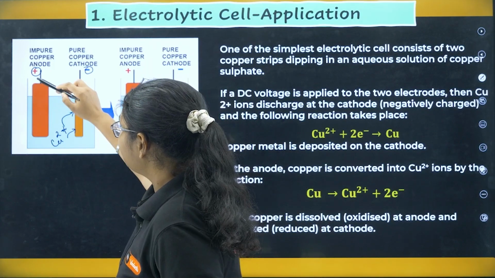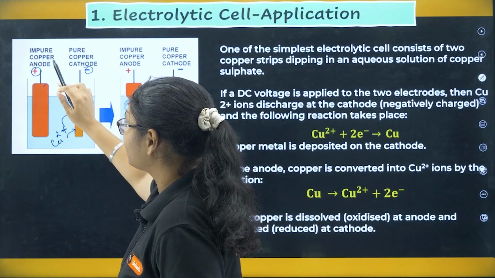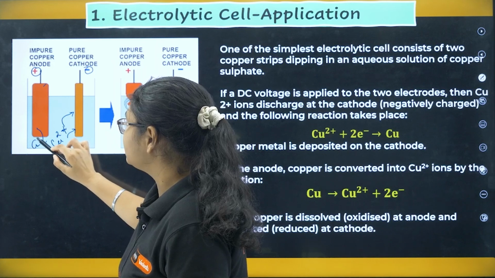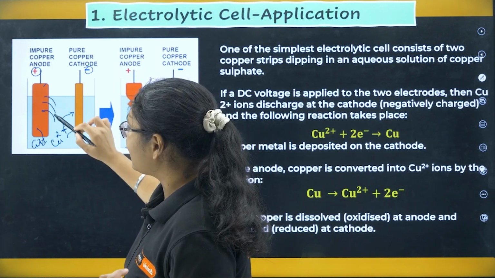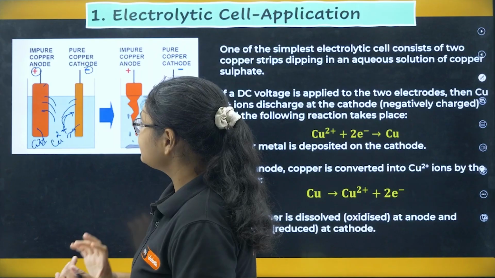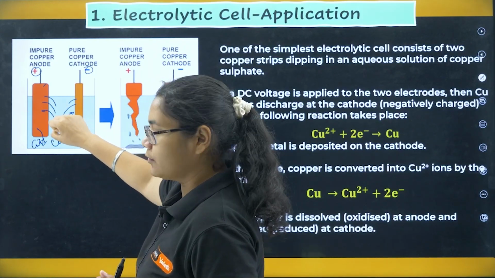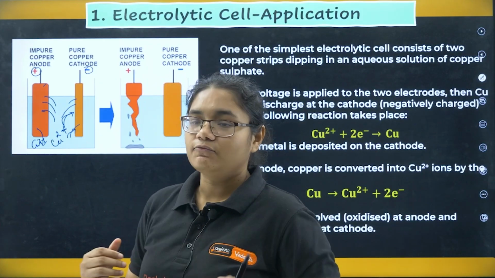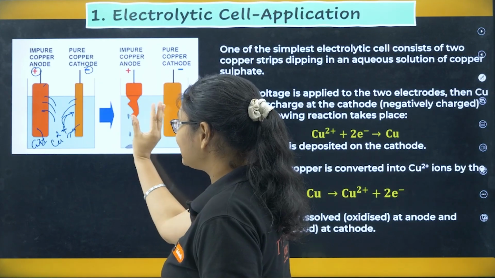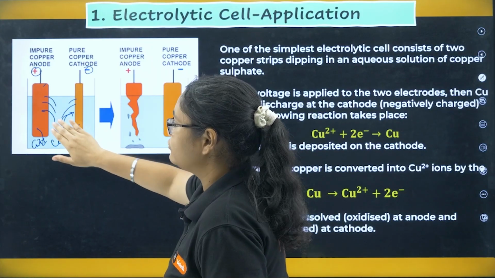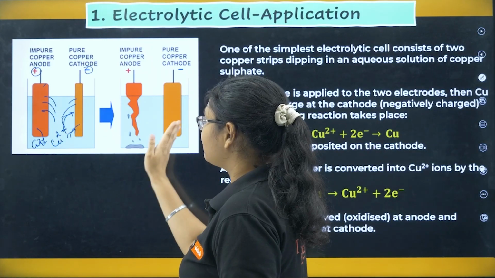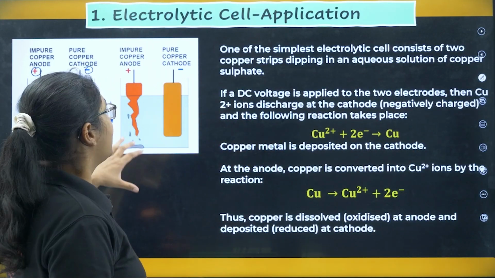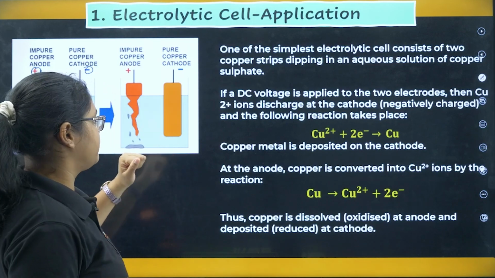At the same time, what will happen? From this impure copper rod, the copper metal that is present here will undergo oxidation and come into the solution. So from here copper will come out and here the copper will deposit. In this way, all the copper that is present in this rod will come out and deposit on this one. So with time, this rod is getting thinner and thinner because all the copper is coming out from here, and this rod is getting thicker because copper is getting deposited here, right? So that is your electrolytic application in the purification of metal.